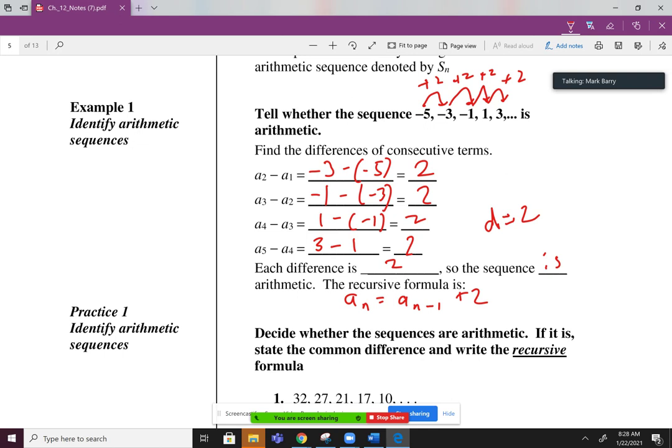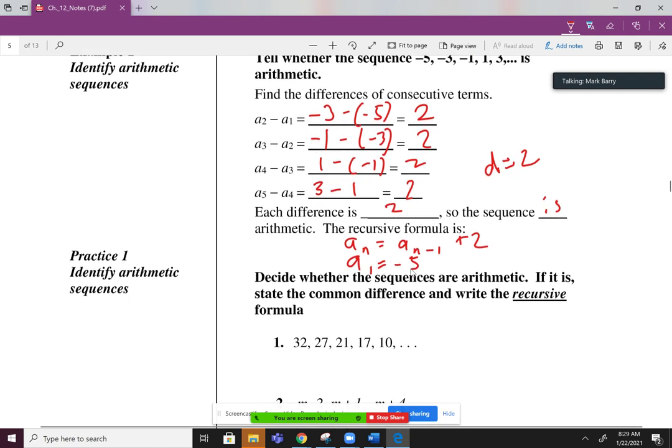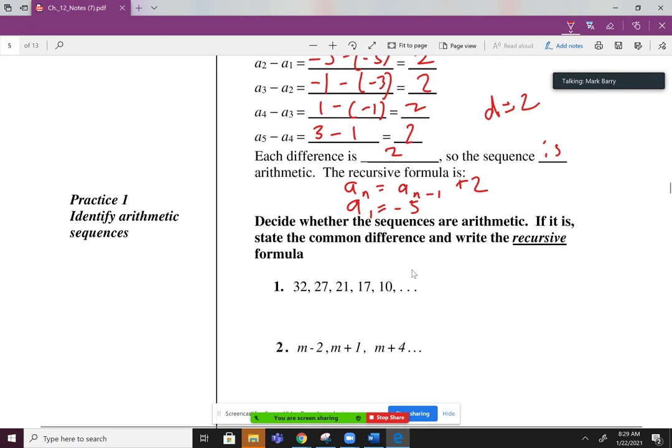And if it's a positive common difference, which means that the sequence is increasing, it's just going to be plus that number. If it's a negative common difference, which is the sequence is decreasing, then that's just going to be minus that number, okay? And then remember, for recursive sequences, we also always need to state that a sub 1, whatever that is. So in this case, our a sub 1 is -5, correct? So there's our recursive formula, all right?